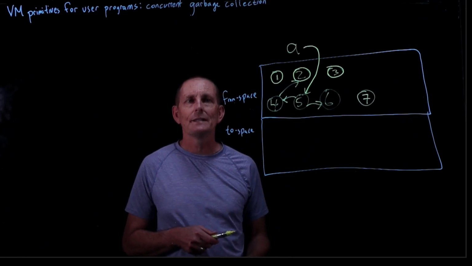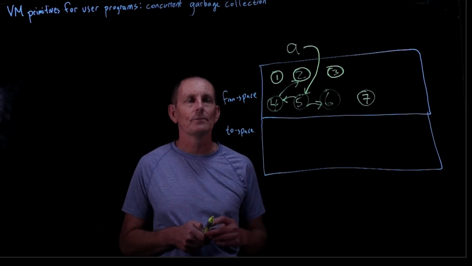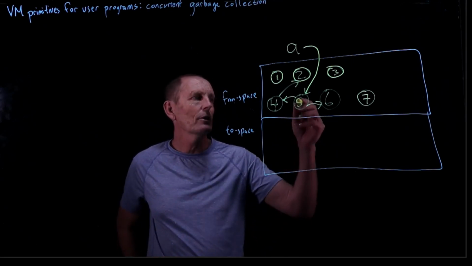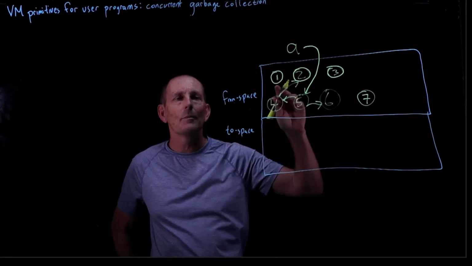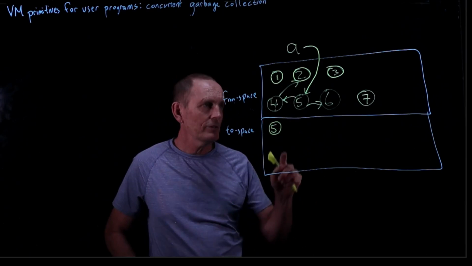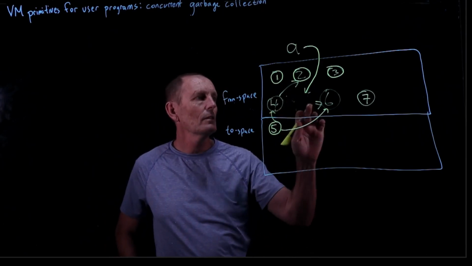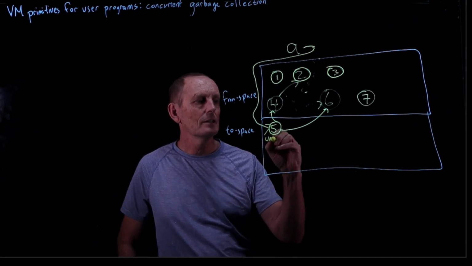So let's look now at how VM primitives can help this concurrent garbage collection. We're going to start off the same way. We're going to take all root objects and copy the object over into 2-space. So that's number 5. And so 5 is now here, and again 5 is unscanned.